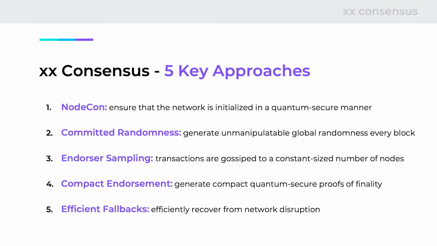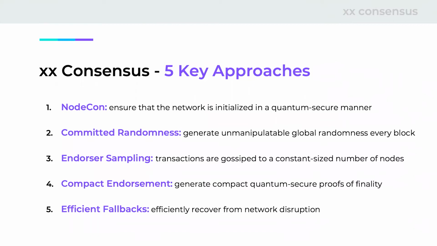All right, so these are those five approaches we used to create the XX consensus. I'm just going to touch on each of these briefly since we're going to dig into them in a little more detail later on. The first is NodeCon, and this is a way to securely initialize the network and also to seed randomness we use for consensus, which is our next approach.